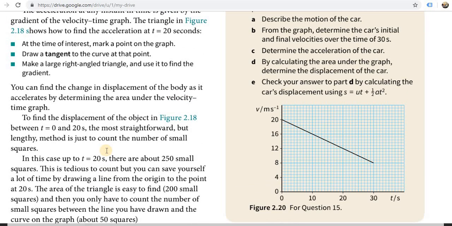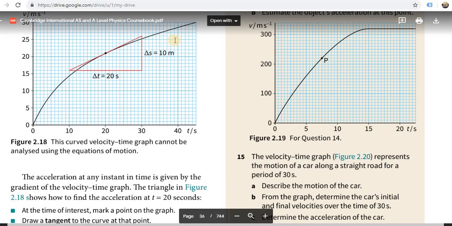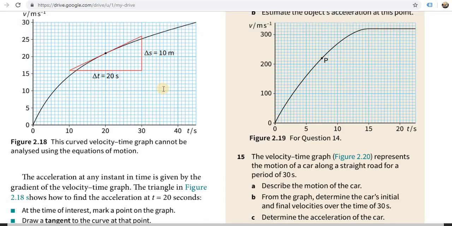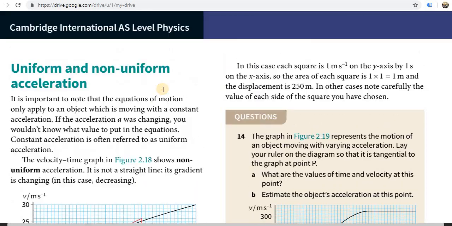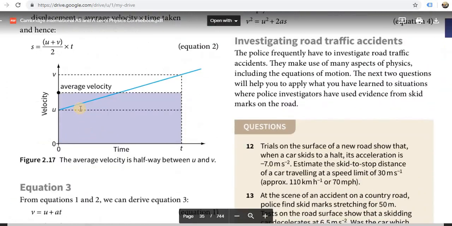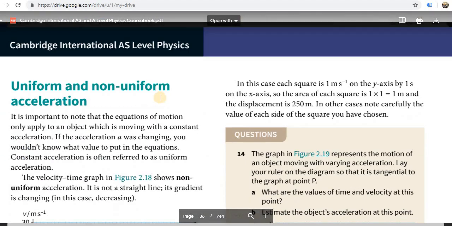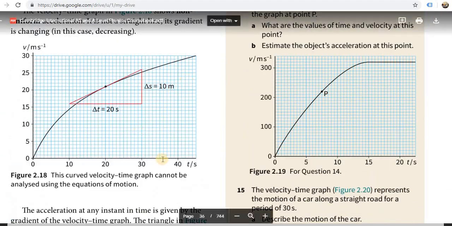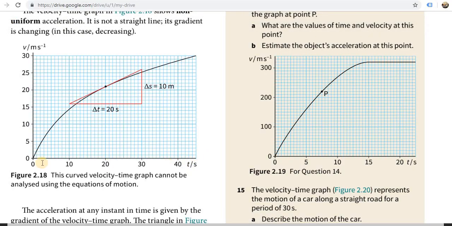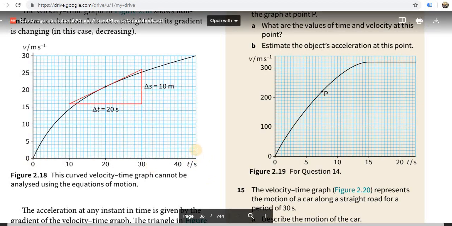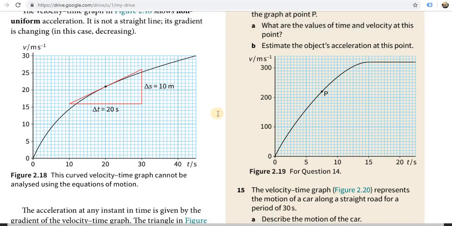And to find the displacement, you have to find the area under the curve. That means you can count the number of squares under the curve and multiply it by the area of one square. That will give you the displacement. Or else, like what we learned previously, you can draw a horizontal line like this. Let's say you want to find the displacement in the first 45 seconds. So from here to here the time is 45. Now it's a curve, you can't take the time to count all this, right? It will be very time consuming.